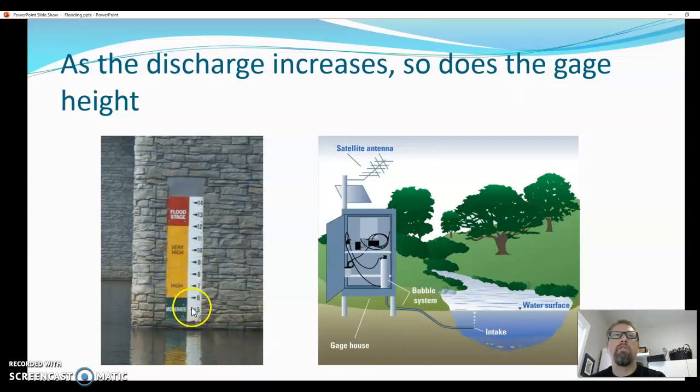Often near bridges, you see scales like this to measure gauge height. And people in the area know this very well because they know what that means for their home if they are near the water, or the likelihood of nearby roads and other businesses being flooded. All right. So again, same thing with this gauge house near streams.